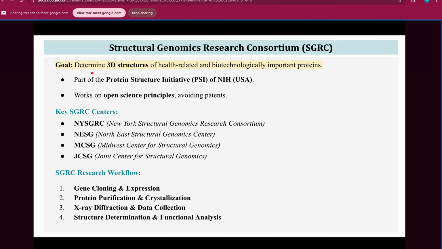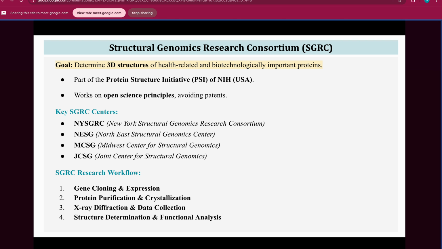This particular consortium is very important. It is responsible for determining the 3D structure of health-related and biotechnologically important proteins, because, as we have seen, crystallization is difficult to achieve. There are multiple challenges. So this consortium came up and decided that we will take the proteins which are involved in health-related or biotechnologically important areas. We will select those proteins and firstly determine their 3D structures.